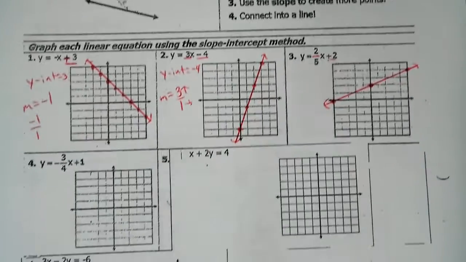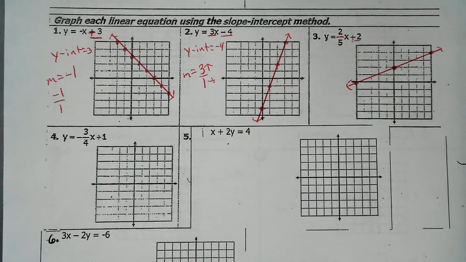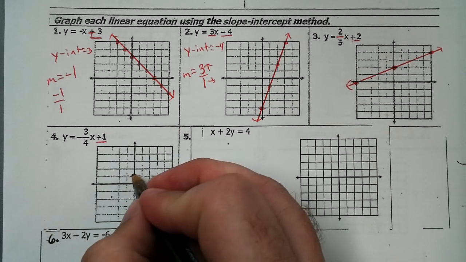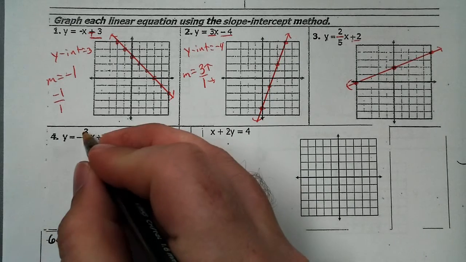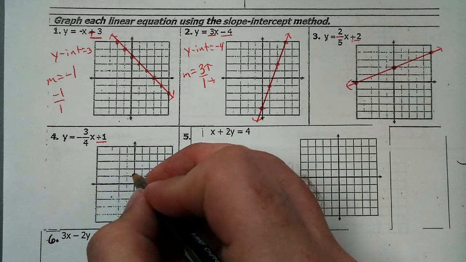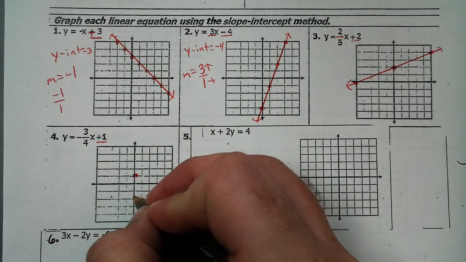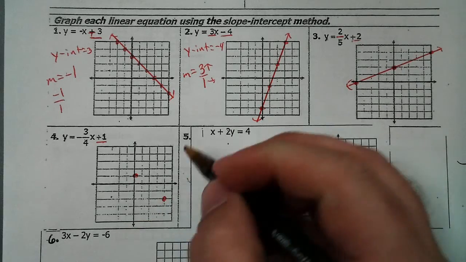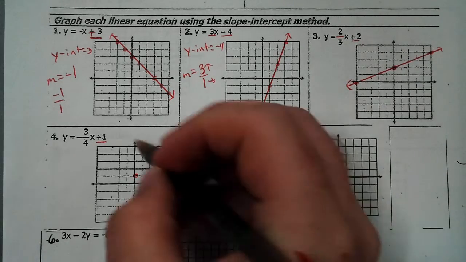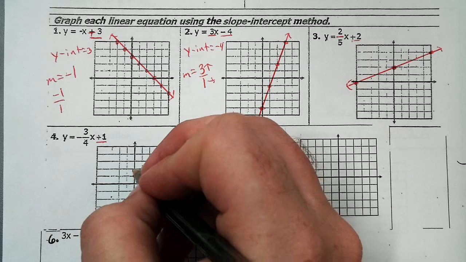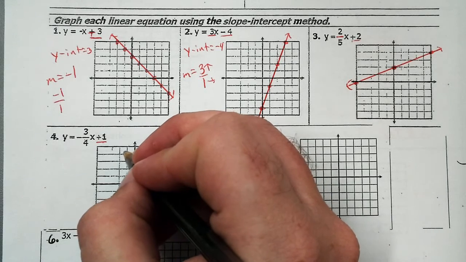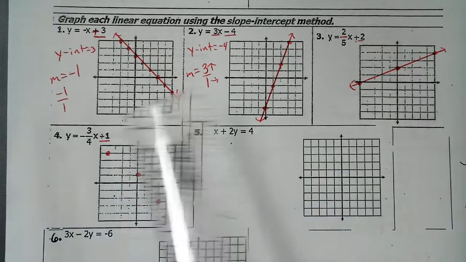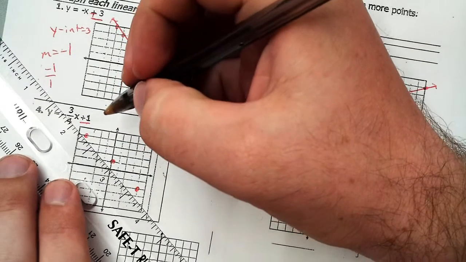Alright, number 4, once again, slope-intercept form. So the y-intercept, which is at positive 1, put a dot there, and my slope, negative 3 over 4. So from here, down 1, 2, 3 over 1, 2, 3, 4. I don't have room to make more going this way, but I can go backwards. I can go up 1, 2, 3, and go backwards 4. And there is my line.